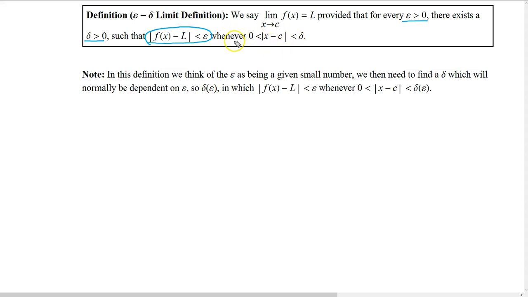That's our definition. Now we'll take a look at some examples graphically to illustrate what is going on here. It looks a little intimidating with all these symbols, but we'll make sense of it. Now let's note one other thing.